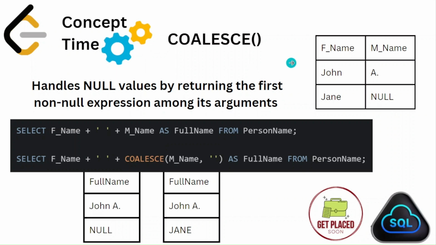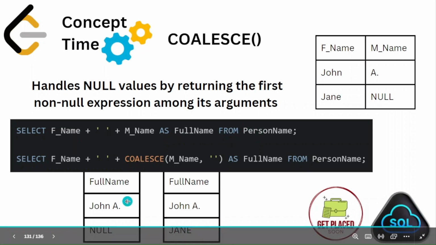Let me explain with the easiest example. In the example table, we have two columns, first name and middle name. Here you can see John, A, Jane, but in this column there is a null. When we write the SQL statement, first name, space, middle name as full name from person name, it will return John A, but it will return null instead of Jane, because of the null value.